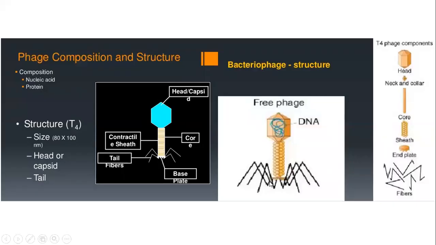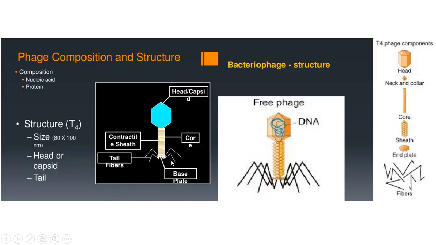So coming to the structure of bacteriophage, we have to understand it a little bit for more knowledge. What is the structure of bacteriophage? Bacteriophage is the typical phage that infects bacteria only, and it has one head and another tail portion.